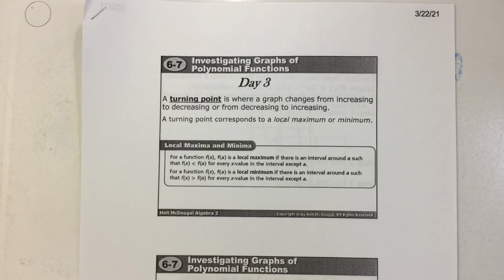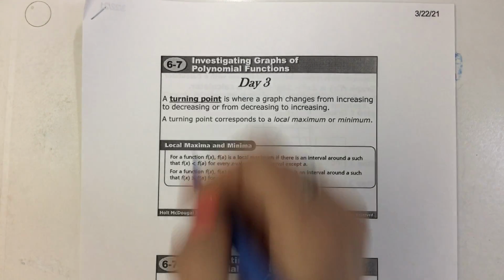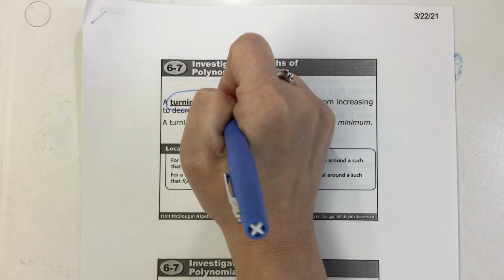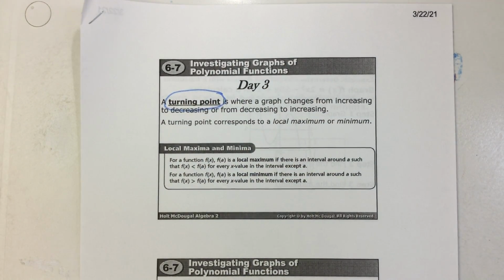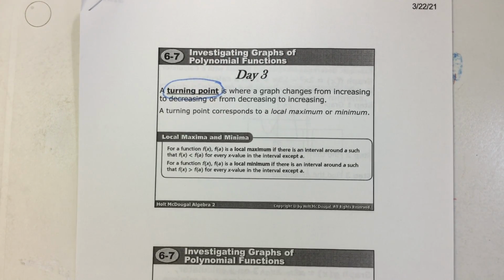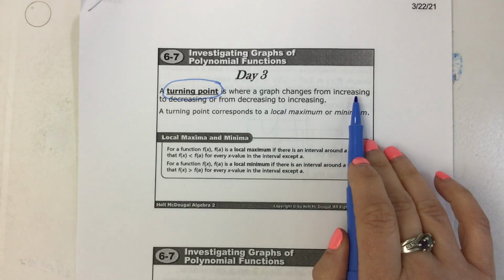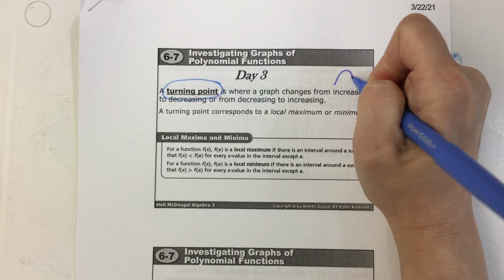Today in Algebra 2, we are going to look at section 6.7, the last day. Remember, this section we've been focusing on graphs. So today we are going to look at something called a turning point. A turning point is the location where your graph changes from increasing to decreasing.